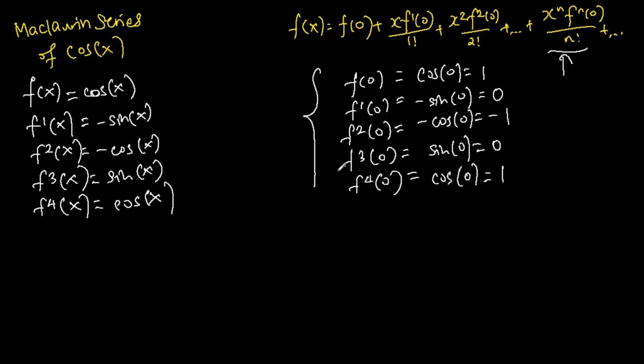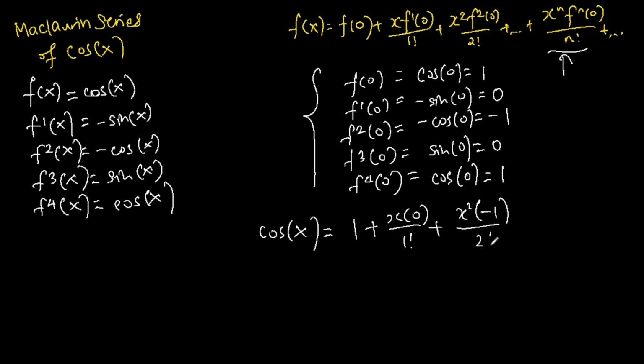So now once we find all the functions evaluated at x equals 0, we can express the function, which is cosine x, up to and including the x to the power of 4 term. So the first term, f(0), is just 1. The second term is x times f'(0), which is 0. So actually the second term is basically just 0. f''(0) is negative 1, so the third term will be x squared times negative 1 over 2 factorial.